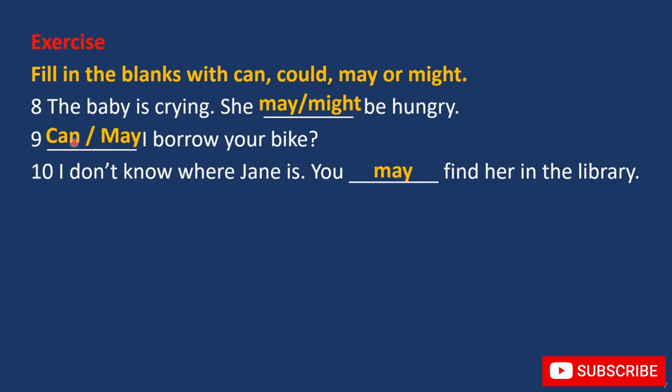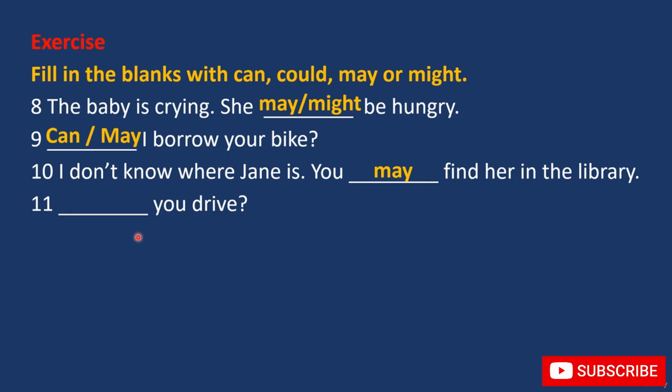About number 9 again. Can I borrow your bike? In the modal verbs, I can use can also to take permission. Imagine that we are together now, so I can ask you, can I borrow your pen? May I borrow your pen? Can I go to the toilet? May I go to the toilet? So if I need to take permission, I can use can or may. This is about number 9. So can or may are right.